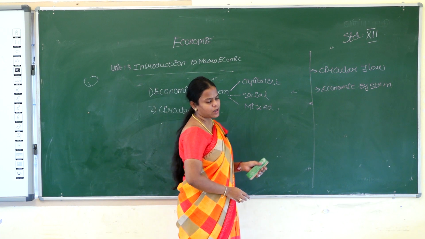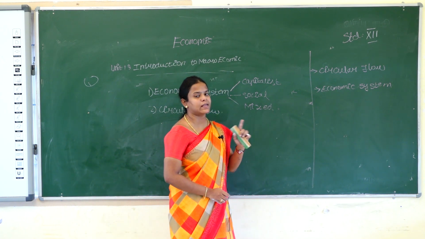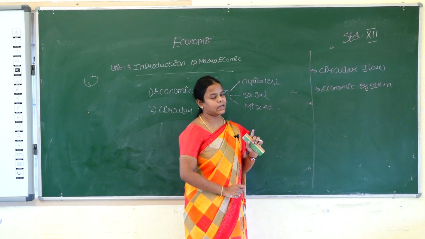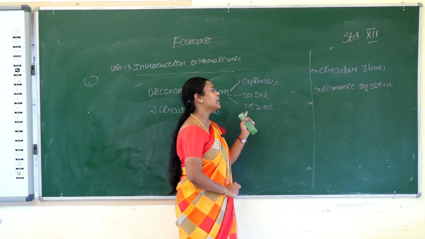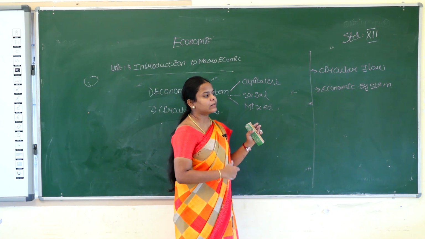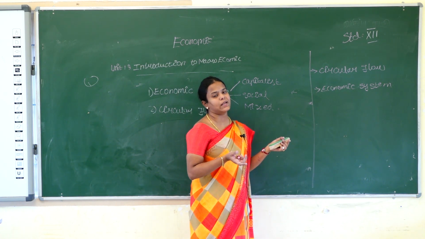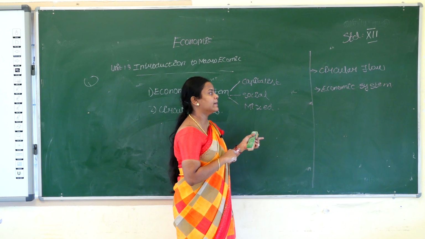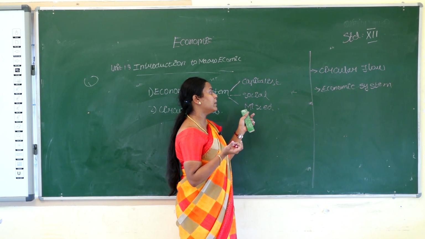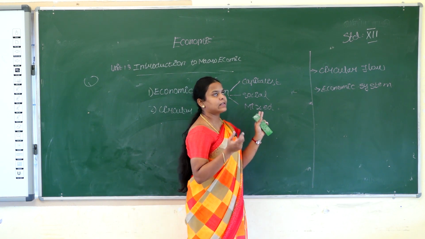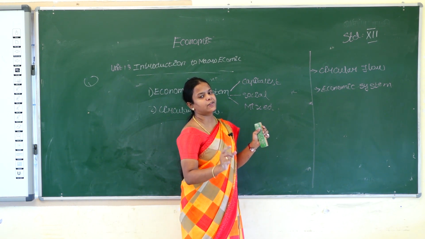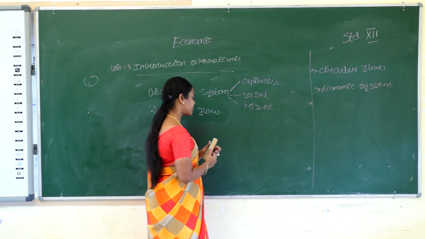What is a capitalist economy, students? In a capitalist economy, it is a single individual and the government will not play a role in it. In a socialist economy, it deals with the general public and the government will play a major role. The mixed system is nothing but a combination of the capitalist economy and the socialist economy.